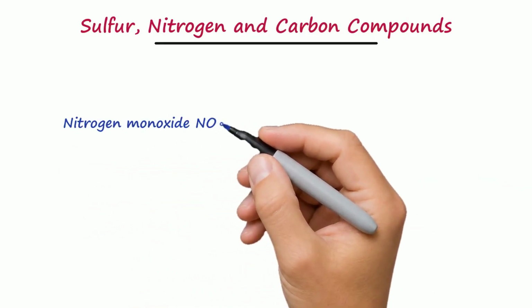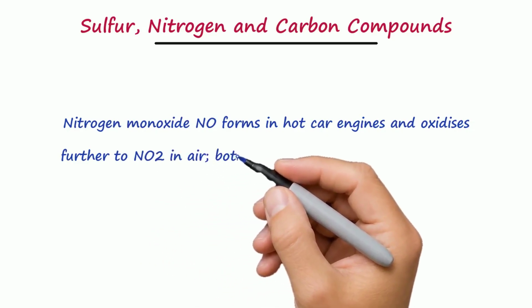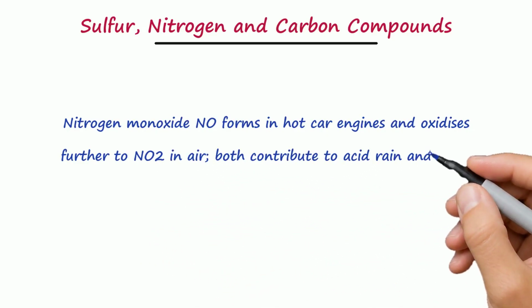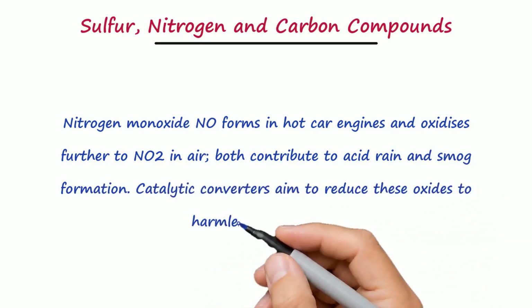Nitrogen monoxide NO forms in hot car engines and oxidizes further to NO2 in air. Both contribute to acid rain and smog formation. Catalytic converters aim to reduce these oxides to harmless nitrogen gas.